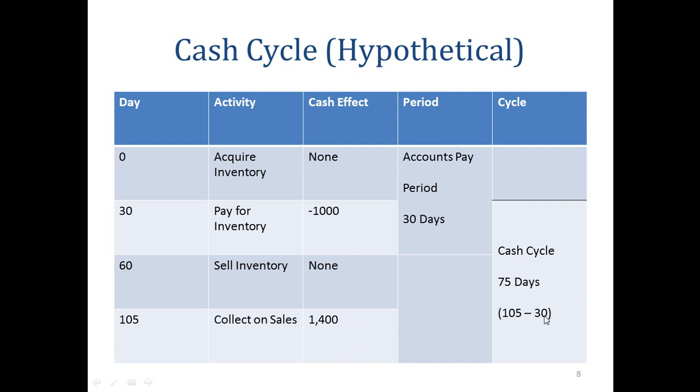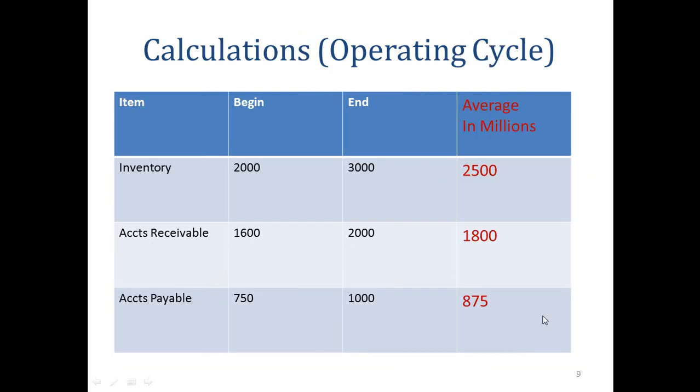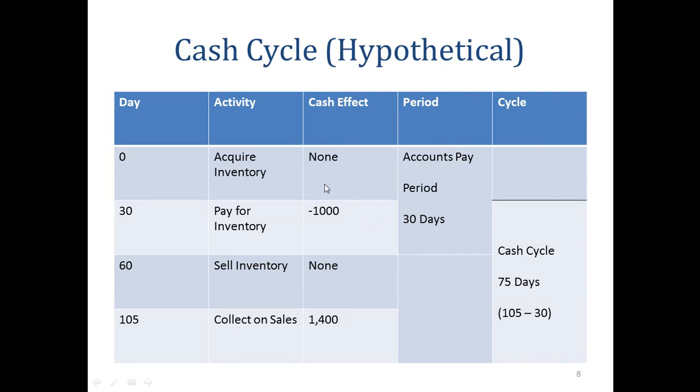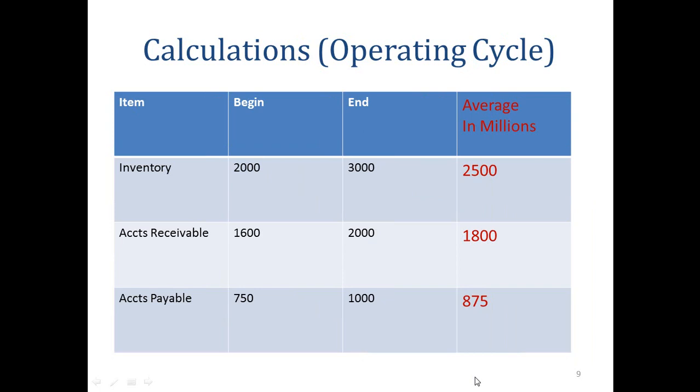Okay, from this point, from 30 to 105. So that's important to remember. This is an accounts payable period. This is a cash cycle. That's 75 days from day 30 to 105. That's because, think about it, I paid for it on this day. I didn't collect anything until this day. That's my cash point.